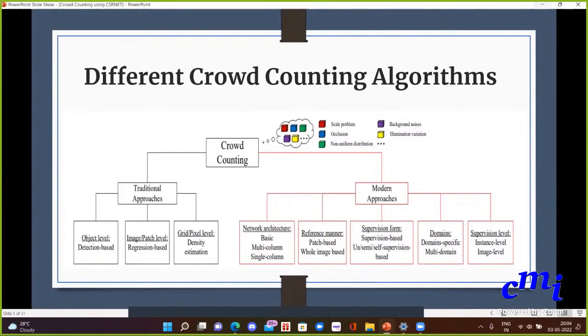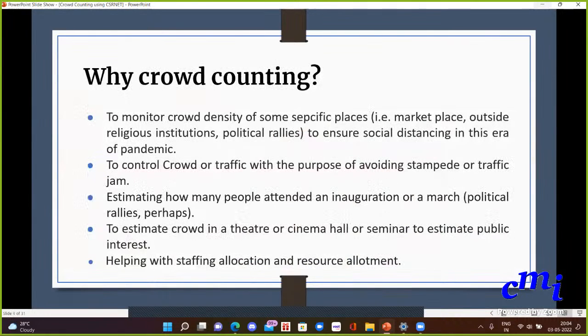Just one point that I would like to add to your previous slide, ma'am, is that crowd counting is not just about human crowds. We can count blood cells or crops in that case. These are some few applications that we mentioned here.